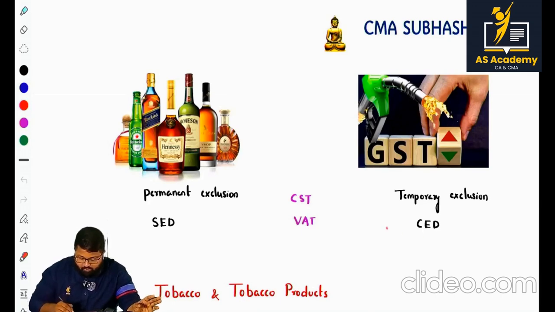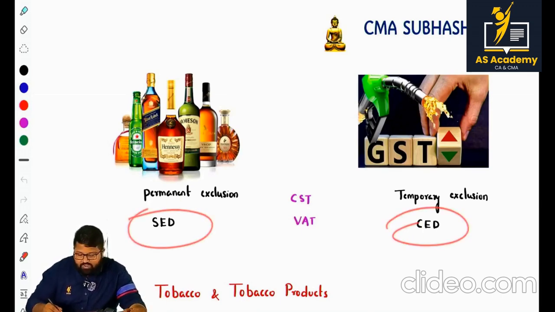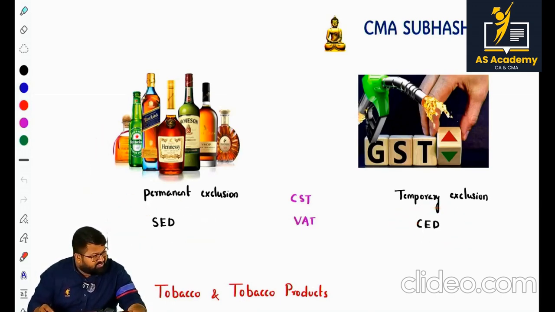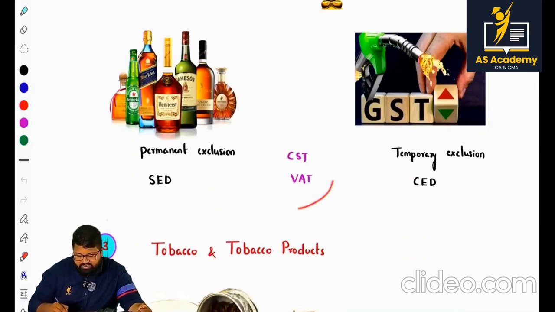That is fine. But what about the duty taxes levied, ma'am? On alcoholic liquor for human consumption, what is levied? State excise duty. But not the central excise duty. And these two depend upon the central or state, between states or one state.